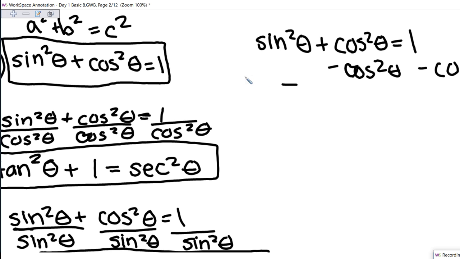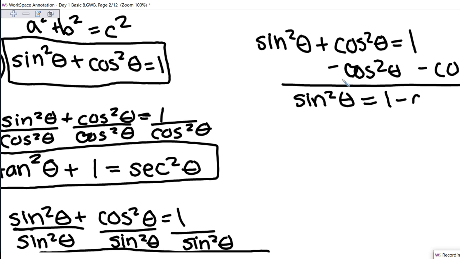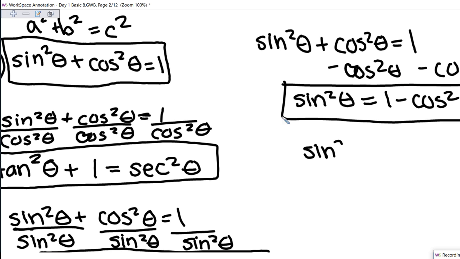So that gives me sine squared, positive cosine squared, negative cosine squared is a 0 pair. So the only thing I have on the right side is 1 minus cosine squared of theta. So there's another version of the Pythagorean identity. And we'll just do one more. So start with the main identity, sine squared of theta plus cosine squared of theta is equal to 1.